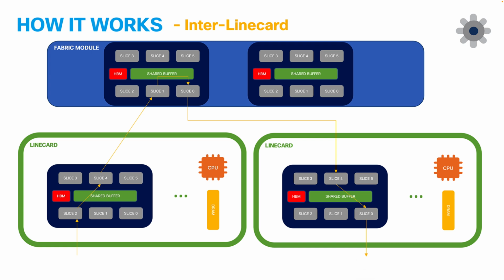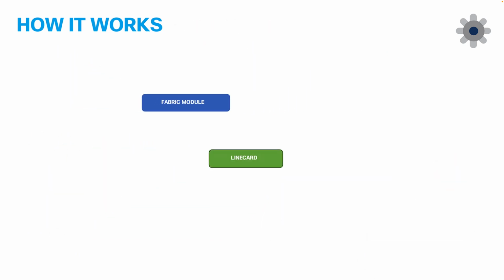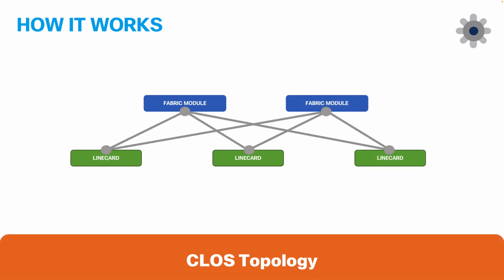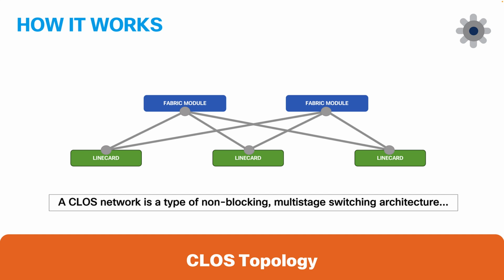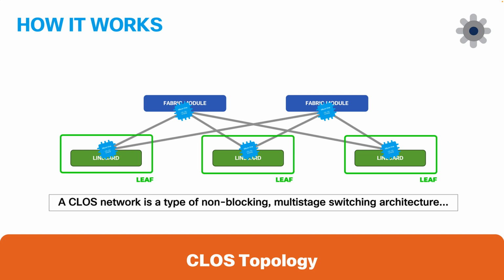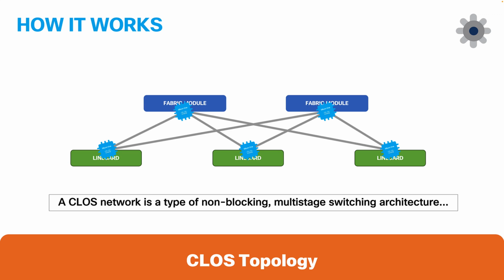If there are multiple fabric modules on a switch, traffic will be distributed to all of them based on a folded closed topology, where fabric module ASICs work as the spines and line card ASICs work as leaves. As mentioned before, this will be covered in detail in the Silicon One ASIC architecture video.